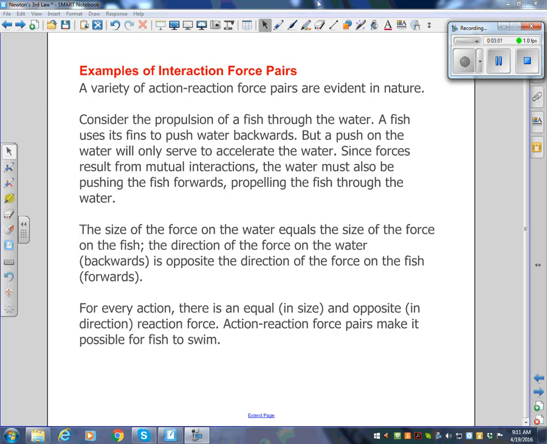Consider the propulsion of a fish through water. A fish uses its fins to push water backwards. But a push on the water will only serve to accelerate the water because the force is on the water. How then does the fish move forward? Since forces result from mutual interactions, the water must also be pushing the fish forwards, propelling the fish. So the push back on the water pushes on the fish. The size of the force on the water equals the size of the force on the fish. They have to be equal, and the direction of the force on the water, backwards, is opposite to the direction of the force on the fish, forward.